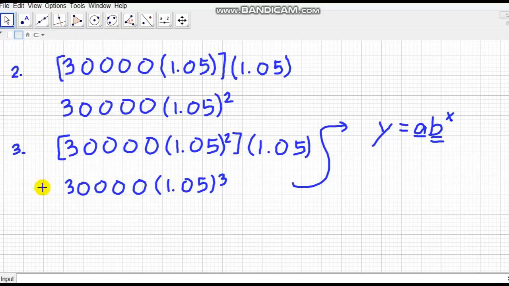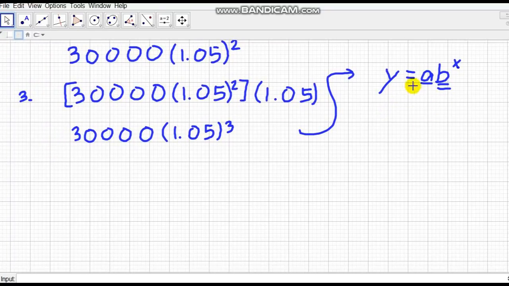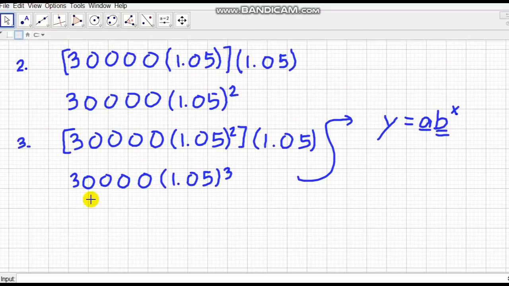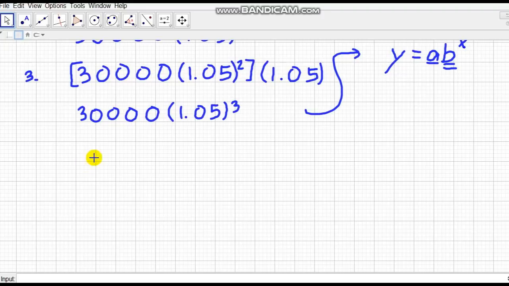Actually, we can make a shortcut and just apply the function immediately. Replace a as 30,000, b as 1.05, and x as 3. We can do it immediately like that. But I just explained to you how the process works. In our next examples, we can just make use of the function here, y equals ab raised to x.